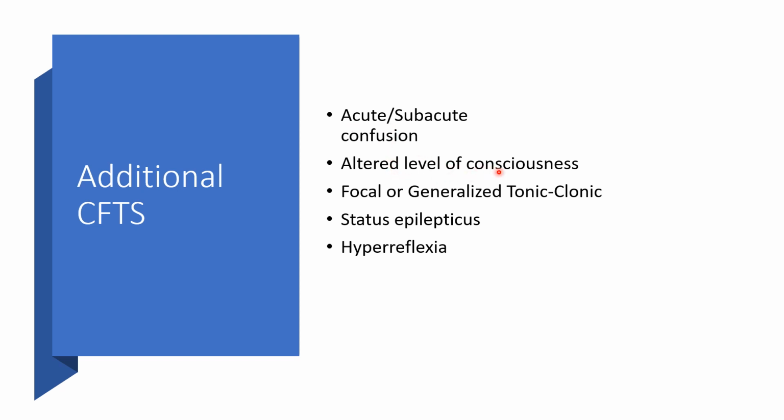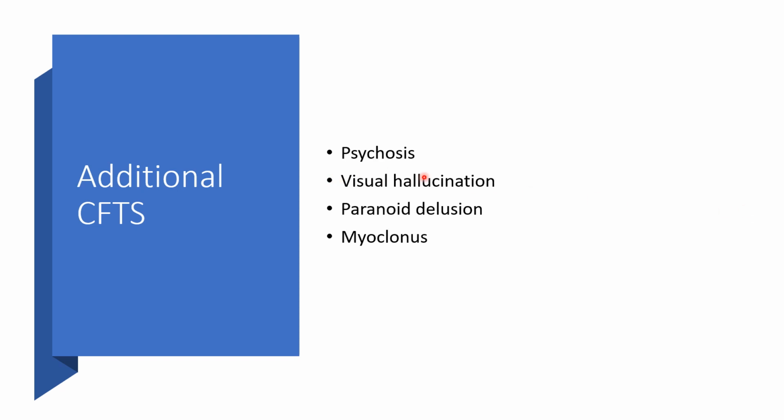Level of consciousness will change. There may be seizures, generalized tonic-clonic or focal seizures. Might even be status epilepticus. And when you do your reflexes, they will be high, upper reflexes. There may be psychosis, visual hallucination, paranoid delusion, or myoclonus. All because the brain is suffering right now.